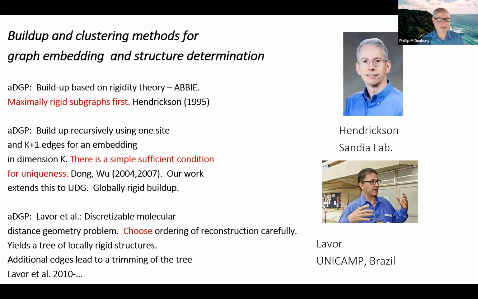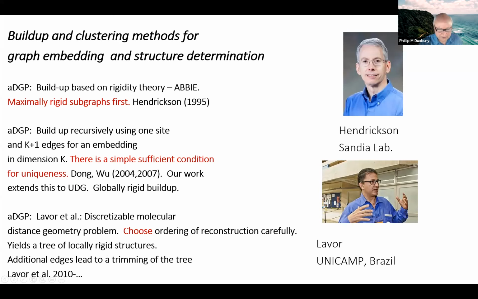And it's based on lots of prior work. Two of the ones that we really found useful were the original paper by Bruce Hendrickson, who thought about how to use maximally rigid subgraphs first in build-up. There's also the paper by Dong and Wu that was referenced earlier by Leo, which talks about K-lateration, and we wanted to work with that as well.